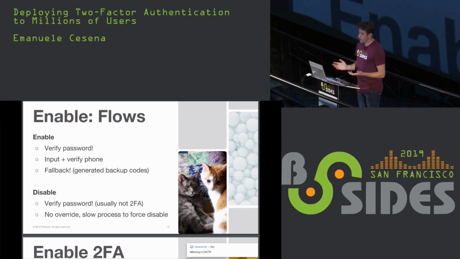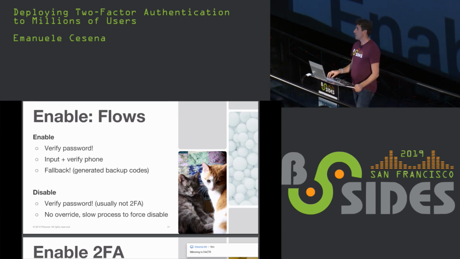We have two flows actually, the enable and the disable. I leave you as an exercise to design them on the architecture. It should be pretty straightforward. But for the enable, we want to absolutely verify the password before we enable 2FA. We want to input and possibly verify a phone number or scan a QR code, whatever you decide to implement.